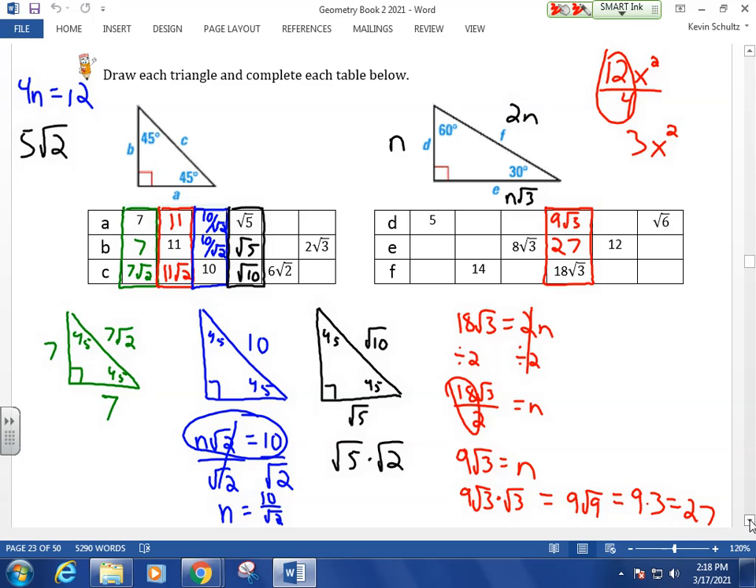One like that will definitely not be on the test. Okay? That's definitely not going to be on the test. But that's how you would go about that one.